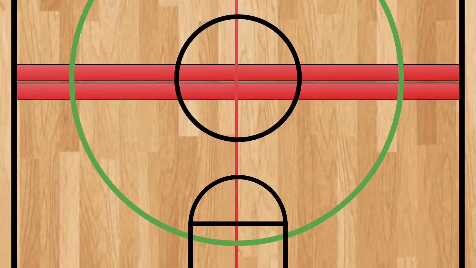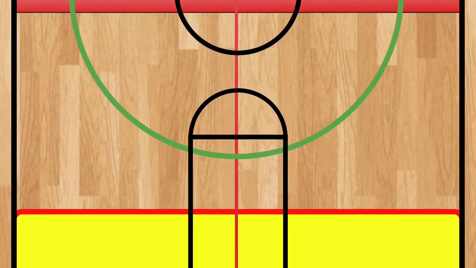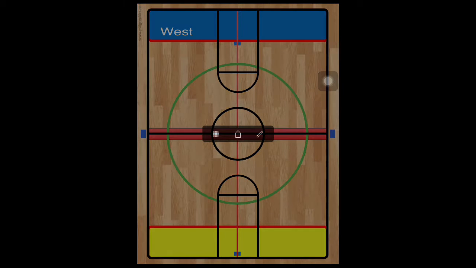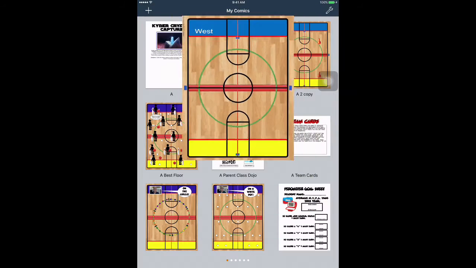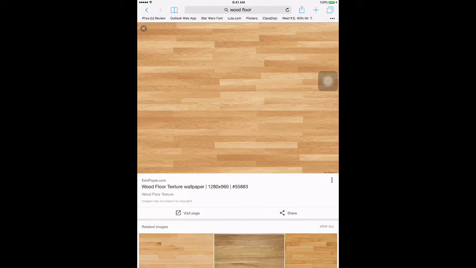So what I'm going to do next is show you how I end up creating this floor layout in Comic Life. What I first had to do was go to the internet in order to find a wooden floor. I just searched for the words wood floor, and as they came up, this is the one I found that looked as close as it could be to my actual wood floor in my gym. So I just pressed on it and waited for the save image option to come up.